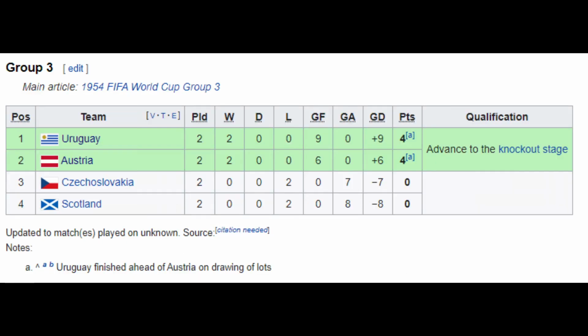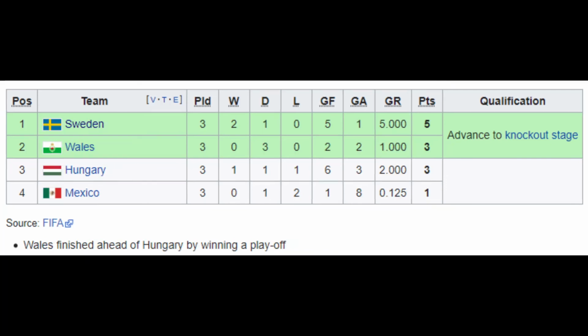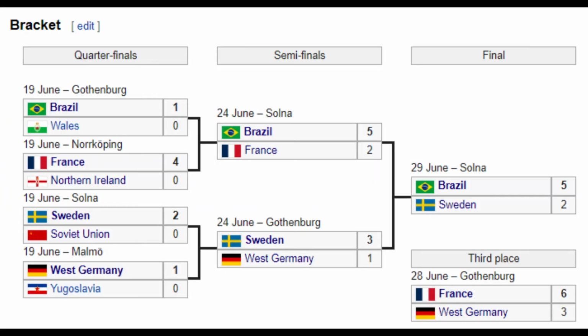And also, as a little bonus fun fact, the drawing of lots between Uruguay and Austria resulted in a correct team order according to modern day tiebreakers. At the 1958 World Cup, Czechoslovakia would have advanced to the last 8 over Northern Ireland, and Hungary would have qualified over Wales. This wouldn't really affect that much though. The semi-final teams, and by extension the remainder of the tournament, would likely remain the same as in our timeline.